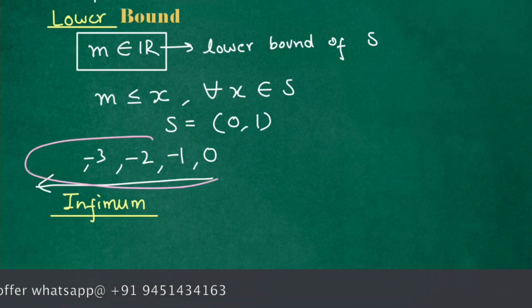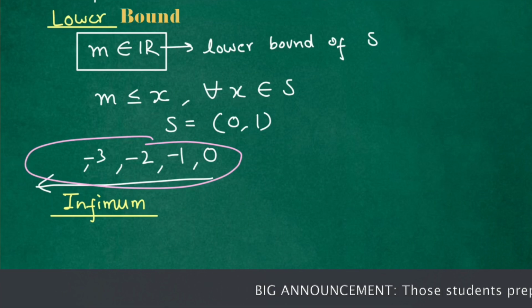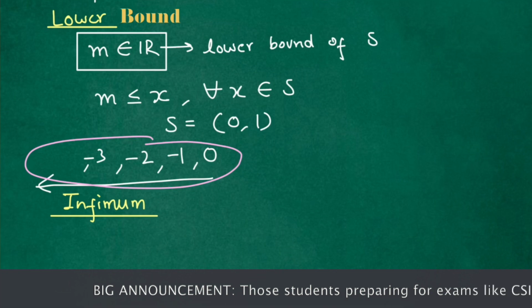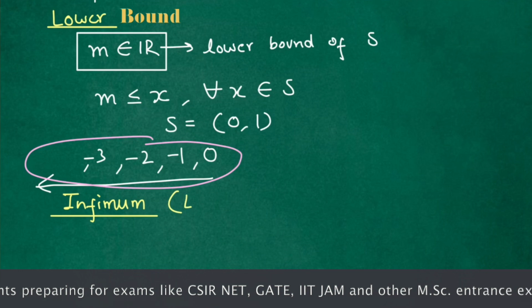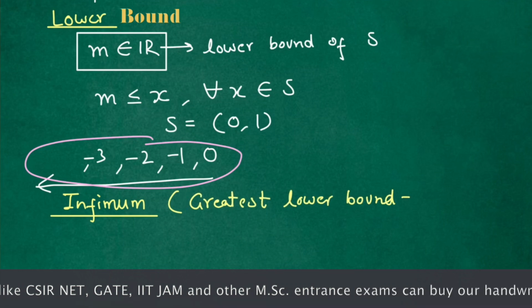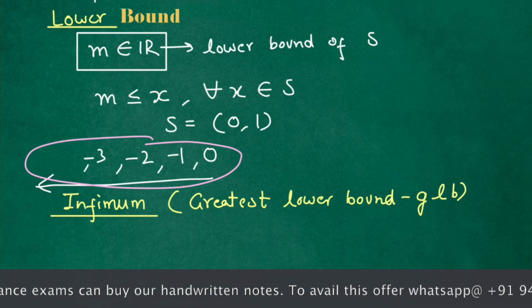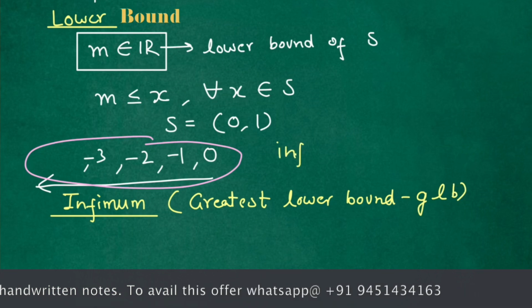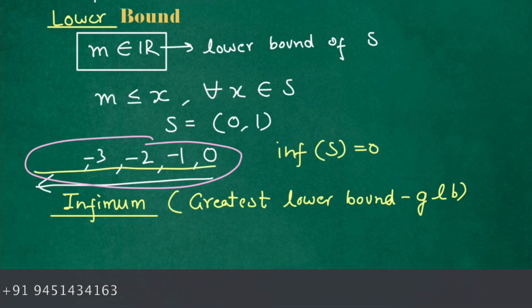From this set of lower bounds, if we can find a greatest member, then that number is known as infimum or greatest lower bound. Infimum is also known as greatest lower bound. In short, we can write it as GLB. So for this set S, infimum is 0. Why so? Because among all these lower bounds, the greatest member is 0.